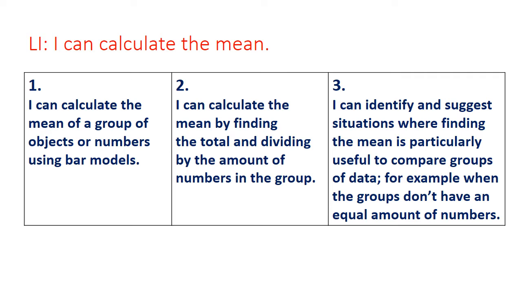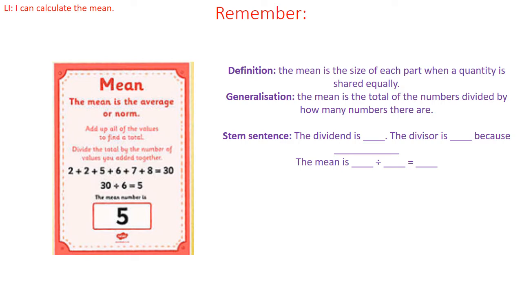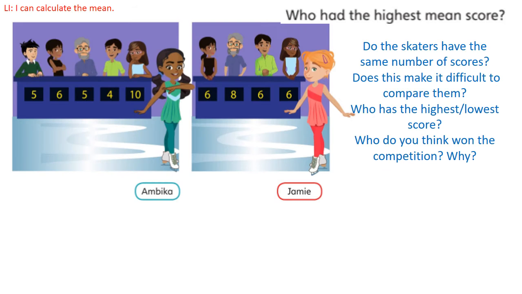I can calculate the mean. So we started learning all about the mean yesterday, and we're going to carry on doing that today. The dividend is, the divisor is, because the mean is something divided by something equals. Okay, so the dividend is and the divisor is. Let's go forward again.